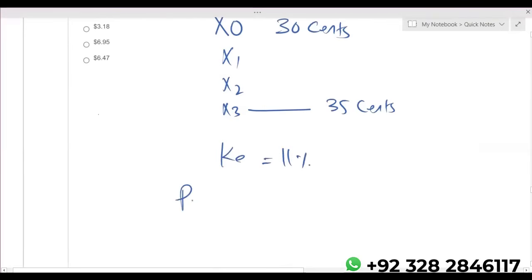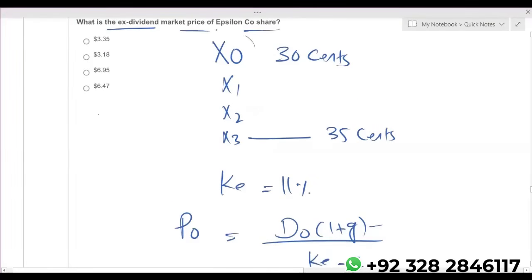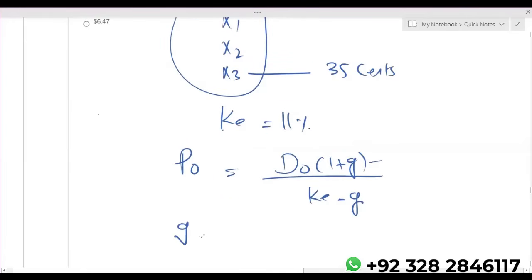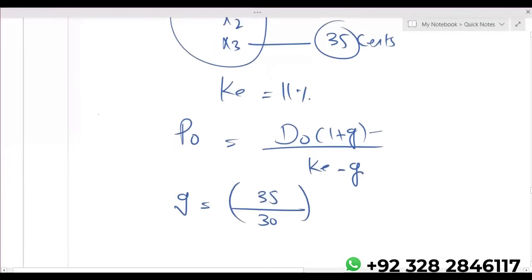Now listen, the formula is P0 equals D0 (1 plus g) upon Ke minus g. This is the formula which you have to use. Examiner has given us the D0, which is 35 cents. Ke is given. We just need to calculate the growth rate. Total time period is 4 years. How will you calculate the growth rate? Last dividend divided by the first dividend. If the examiner has given you 4-year data, you will take the power 1 upon 3. If the examiner gives you data of 5 years, then you will take power 1 upon 4. We have discussed this many times in our regular lectures.